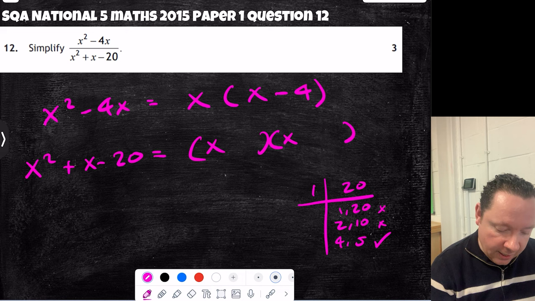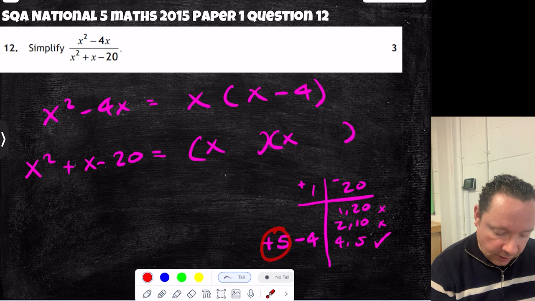Now, I'm trying to make minus 20 and plus 1. So I'll take a note of that here. So how do I make plus 1 from 5 and 4? Well, I have plus 5 and I have minus 4. Just a quick check. 5 times minus 4 is minus 20. So I get plus 5 and minus 4 in the bracket.